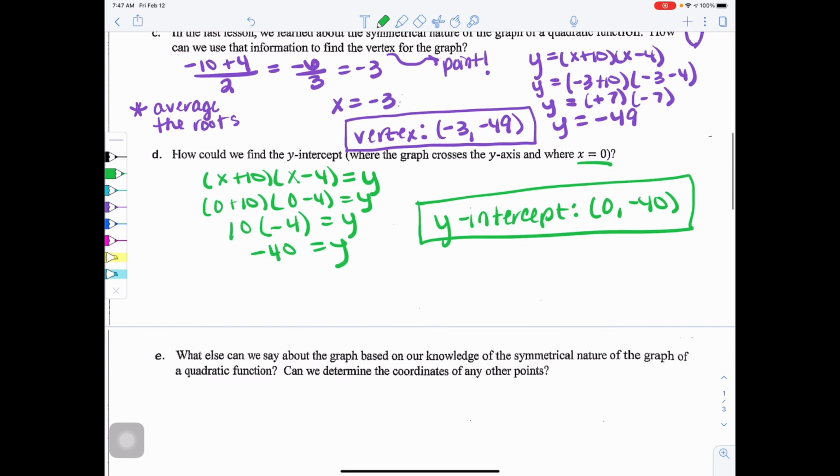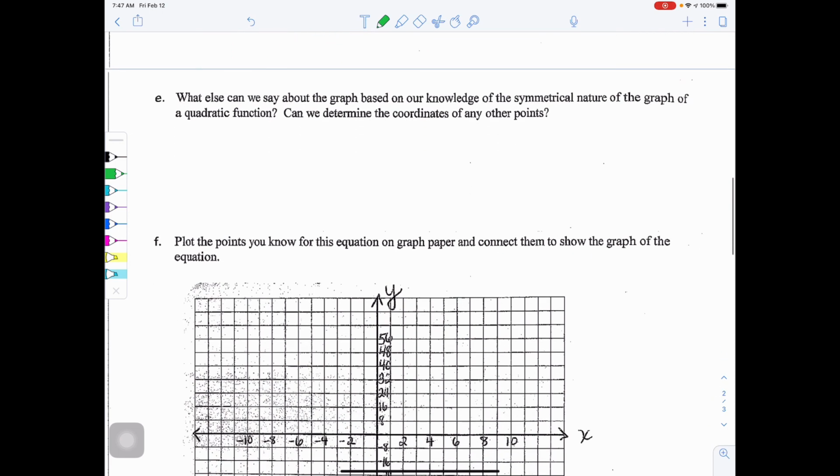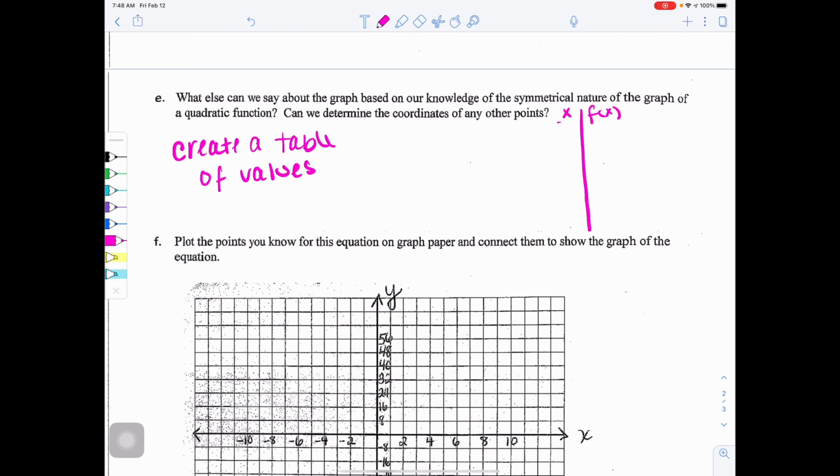So now moving on to part E, what else can we say about the graph based on our knowledge of the symmetrical nature of the graph of a quadratic function? Can we determine the coordinates of other points? So we're going to create a table of values to organize what we have so far and see what the symmetric property will get us. Okay, so we have x and f of x. And we're going to just kind of start plugging things in. So let's make some places for our values.